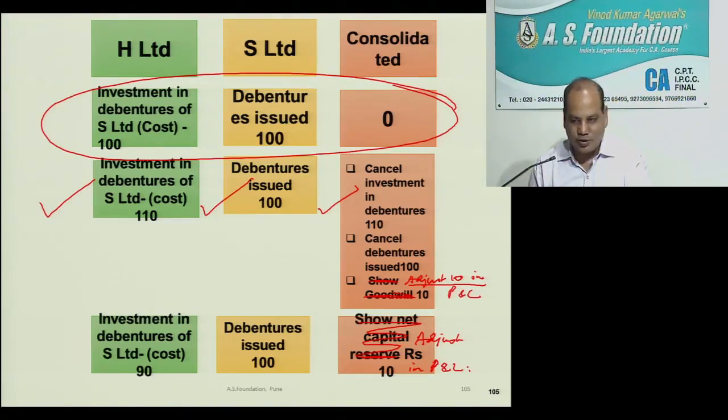Anybody any query on this wonderful question? These 2 points. Multiple investment, cancel, not applicable to your intermediate syllabus. In intermediate, as per ICAI syllabus given, only single subsidiary and single acquisition question will be asked.